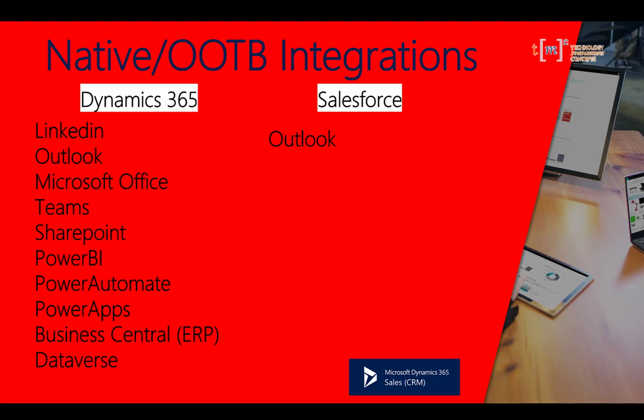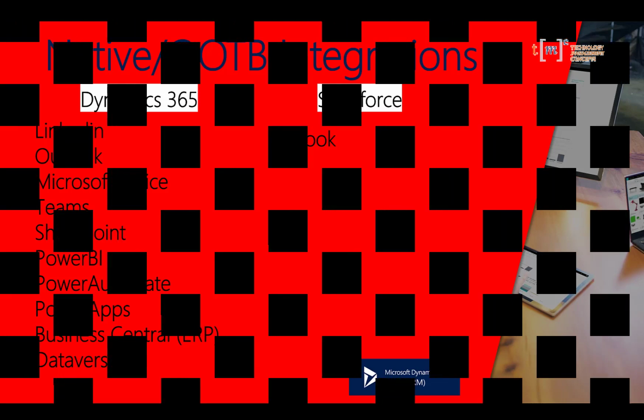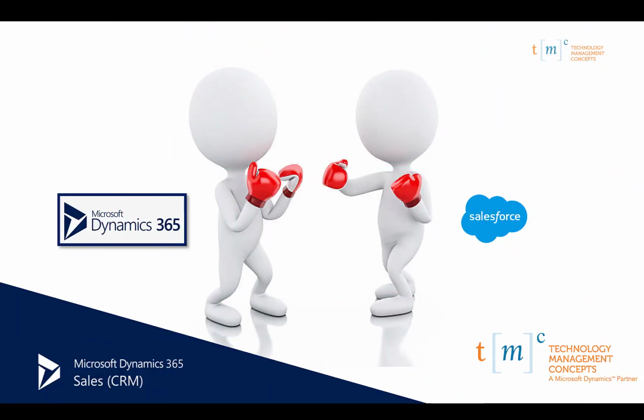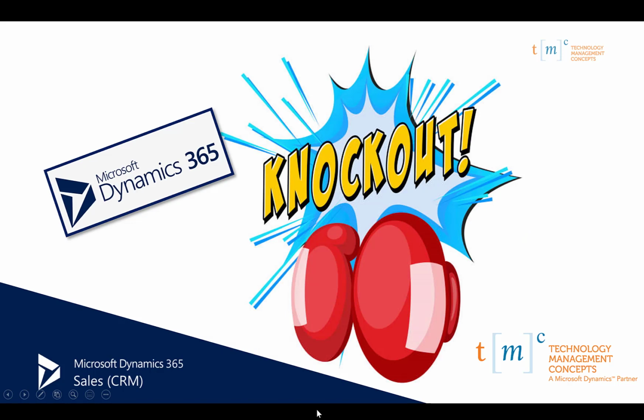So let's take a look at the Dynamics 365 side. You do have the LinkedIn integration, which offers an upgraded license, Outlook, Microsoft Office, Teams, SharePoint, Power BI, Power Automate, Power Apps, Business Central, and Dataverse. The native Salesforce integration includes Outlook. So for this battle, I think we all know who the winner is. It's a knockout. Dynamics 365 wins this round.